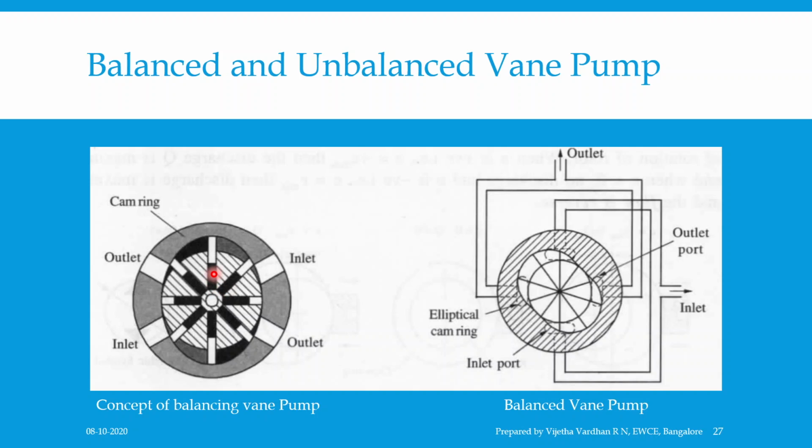In this case, the rotor is concentrically placed with the elliptical cam ring. This creates two inlet and two outlet chambers such that the two high pressure quadrants oppose each other and the two inlet chambers are directly opposite to each other. Thus, the forces acting on the shaft are fully balanced and the side load of the unbalancing is completely eliminated. In actual design, the two inlet ports are connected to a common inlet, and similarly, the two outlet ports are connected to a common outlet, which is as shown in the figure over here on the right hand side.